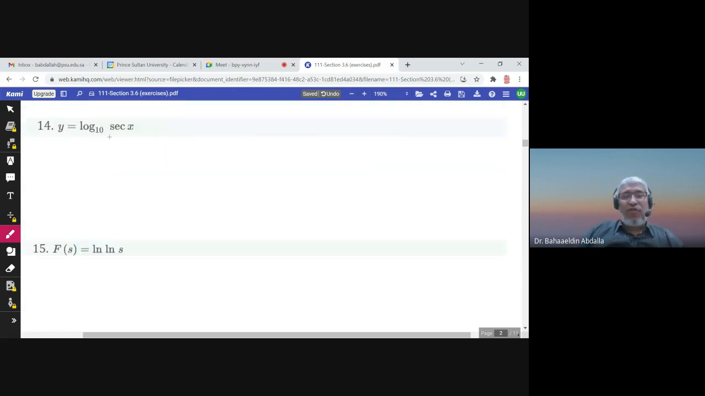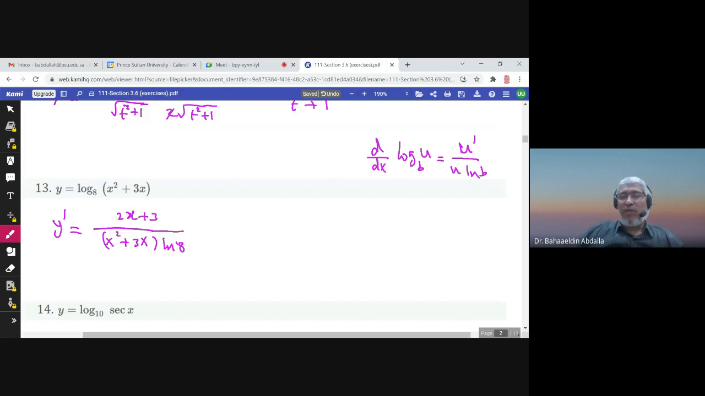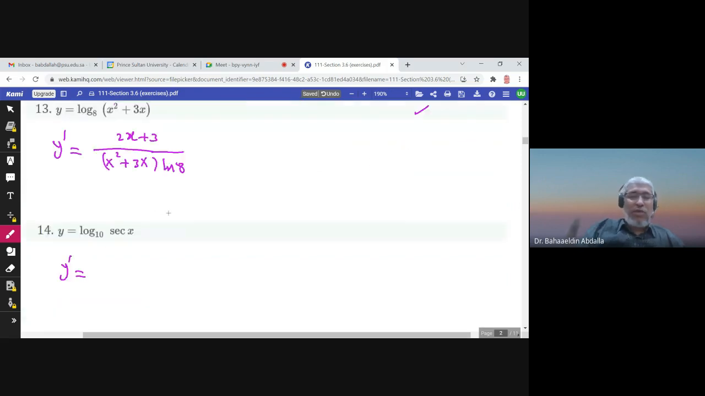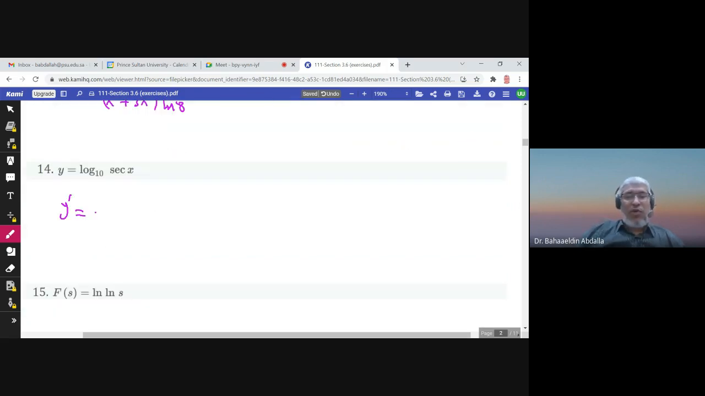Well, here I have composition. Y prime would be the derivative of the outer function, and I use the same formula, this formula. So it is 1 over secant x times ln 10. And here I have the derivative of secant, which is secant x tan x. Now I can cancel secant with secant, and the answer would be tan x over ln 10.